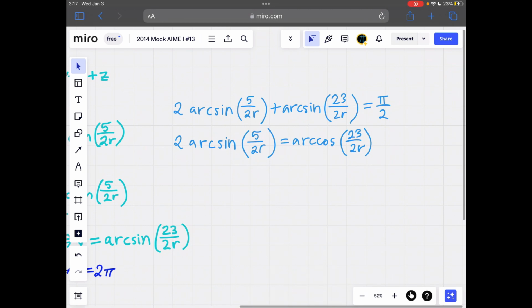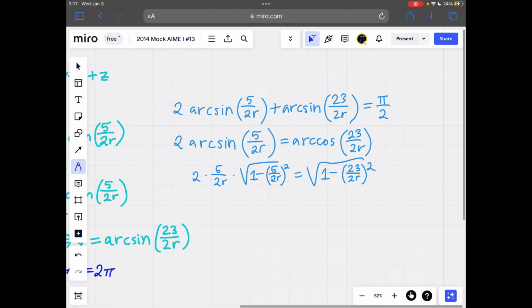So if we sine 2 arc sine 5 over 2R, we're going to get 2 sine cosine, which is 2 times 5 over 2R, times the square root of 1 minus 5 over 2R squared. And that's equal to the sine of arc cosine 23 over 2R, which is the square root of 1 minus 23 over 2R squared.